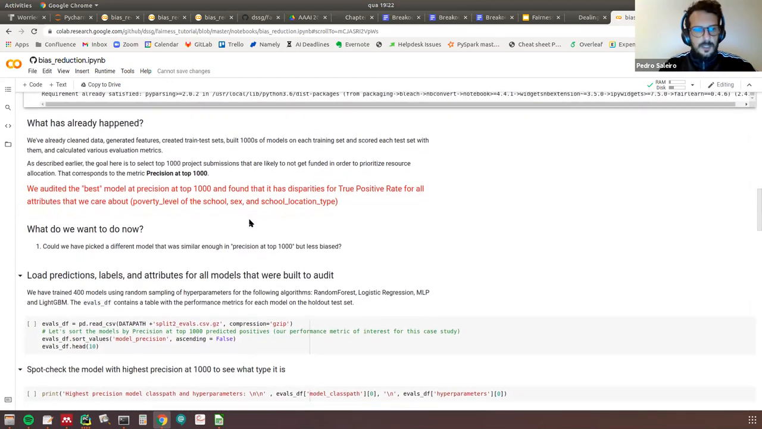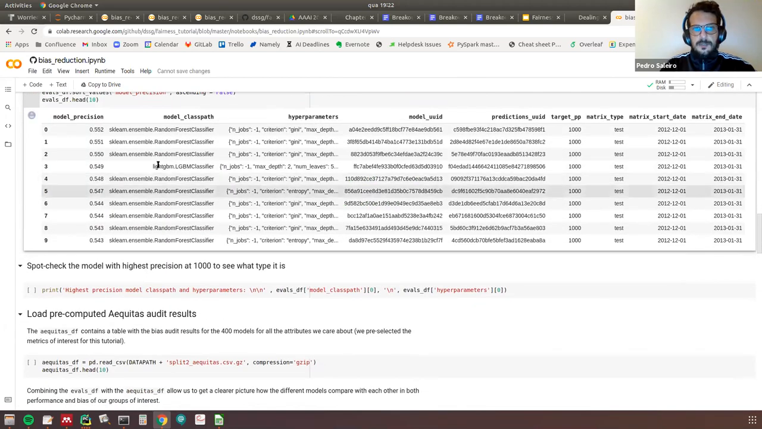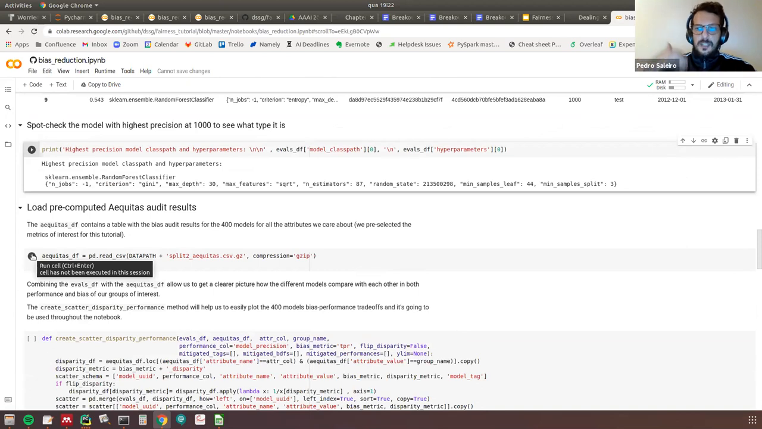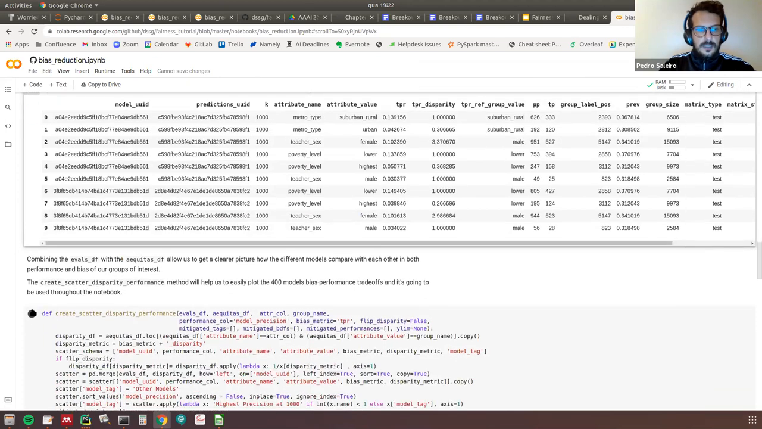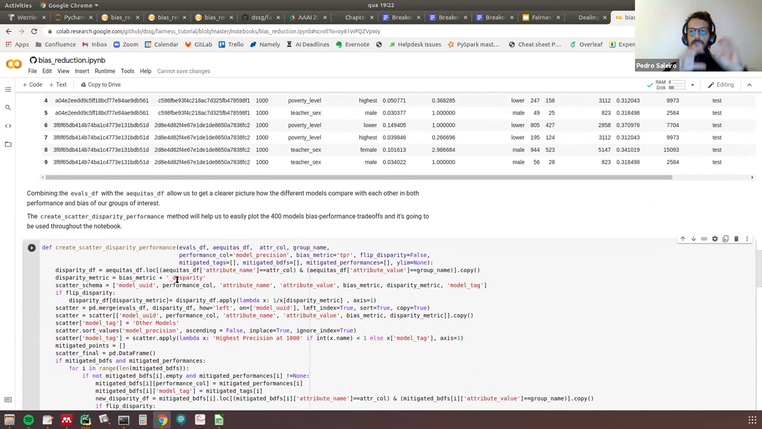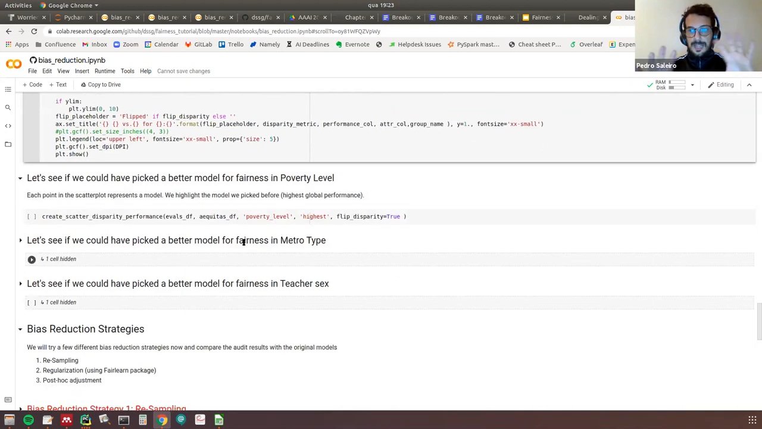So just recapping: before, we trained a bunch of different models, with different learners, different algorithms, different types of parameters. And here we are repeating the step of checking what the best model was. Here we will create a method that will create an overview, a zoom out in terms of bias and fairness on all models. Before, in the single model audit, we started with just looking at the performance distribution in terms of precision at 1000. Now, as Kit showed before, we are going to unfold a new dimension in terms of bias and fairness by running that for specific groups. In this case, we are going to do a high level comparison of models in terms of performance and fairness, looking at the poverty level.